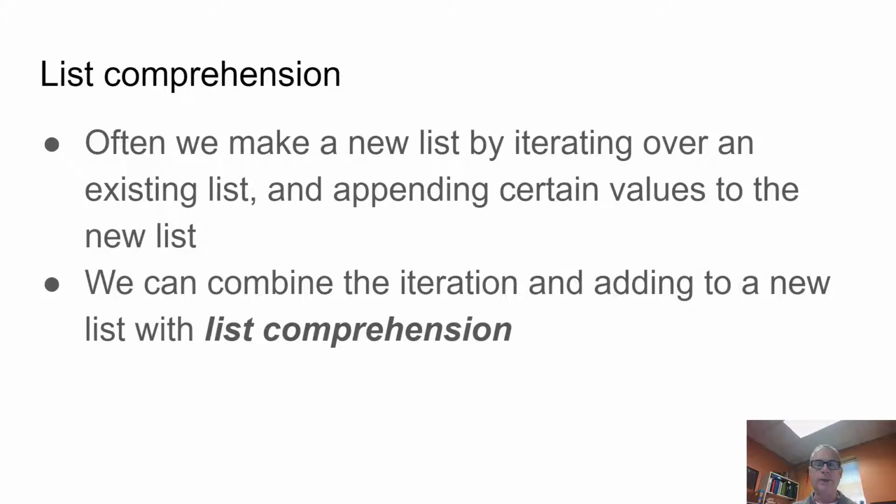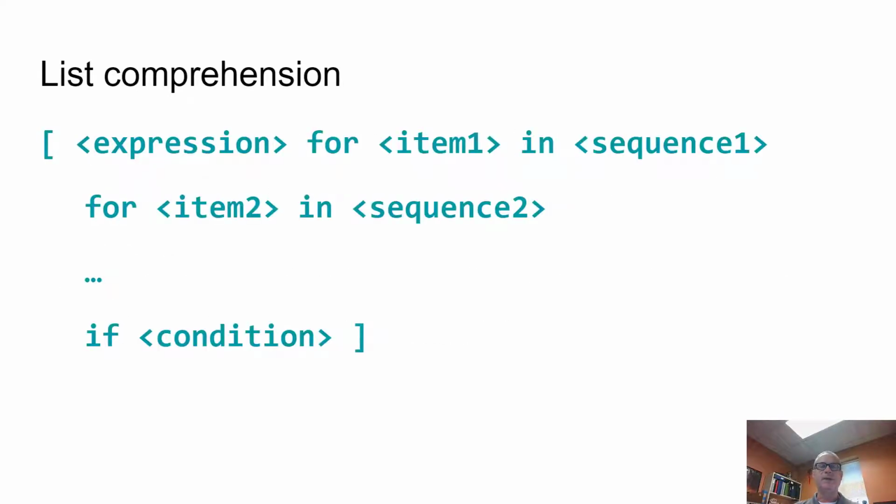Basically this is just a simpler way to express the same thing, the process of iterating over a source and creating a new list from that source. So here's the syntax for it, and it looks a little complicated, and it might seem a little counterintuitive, but it's not that bad. Syntactically, we have square brackets, which indicates that we're creating a list. Then we have an expression, a for statement, maybe more for statements, and finally an if statement.